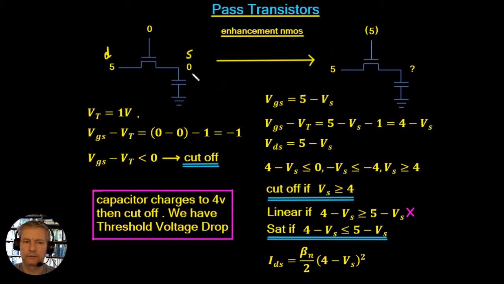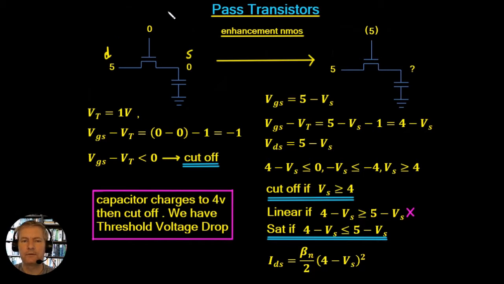So let's analyse this little circuit. The threshold voltage Vt is 1 volt for an enhancement NMOS. We're interested in looking at VGS minus Vt. VGS, the gate to source voltage: the gate is 0, the source is 0, so that's 0 minus 0. And minus the Vt, which is 1, so we have 0 minus 1, a value of minus 1. So we can see here that VGS minus Vt is less than 0. If that's the case, then this device must be cut off. That is, there's no current flowing in this device.